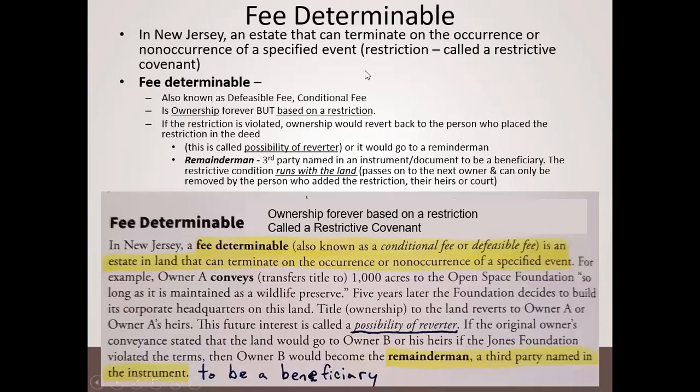Fee determinable, also known as a defeasible or conditional fee estate. It is ownership based on a restriction. As long as that restriction is not violated, you're the owner of the property. If you violate that restriction, there's the possibility of reverter, where that ownership would revert back to the person who put a restriction in the deed, or a third party named in the instrument called a remainder man.